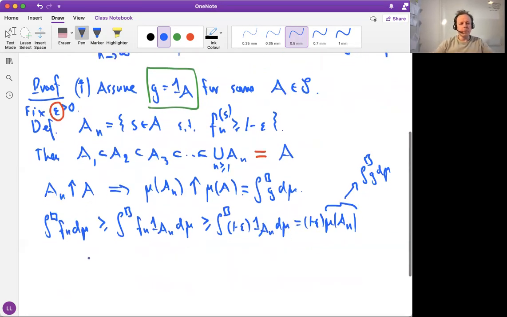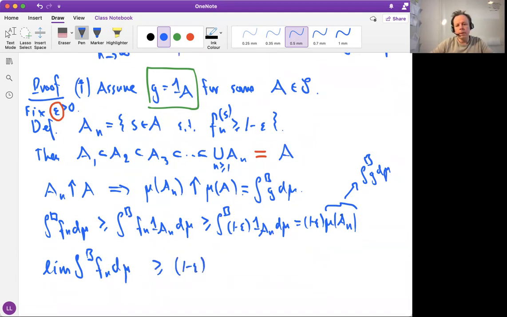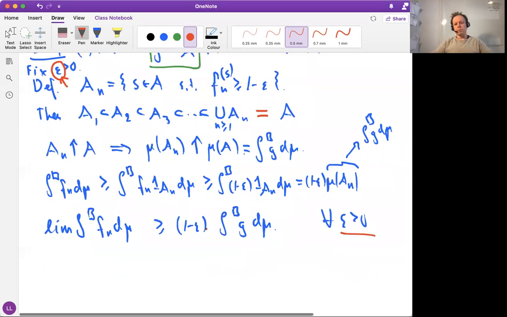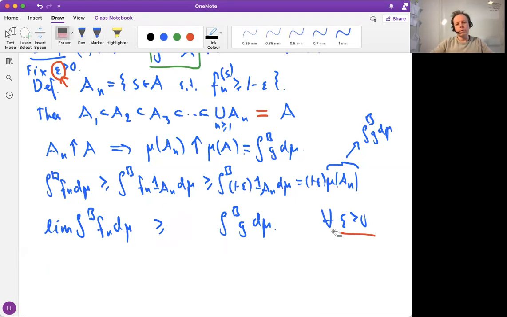So if we take limits from both sides, we conclude that the limit of this integral d mu is bigger than 1 minus epsilon times the limit here, which was the integral of G. And this is true for every epsilon, because epsilon was fixed here, remember? So this is true for all epsilon, what we proved. So it must be also true when we let epsilon approach 0. So we conclude that this is also true when we let epsilon approach 0, we get this one here.